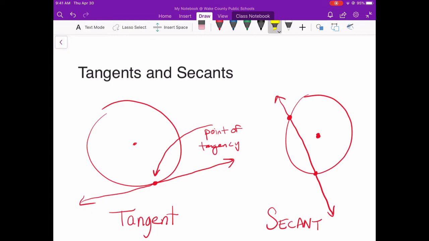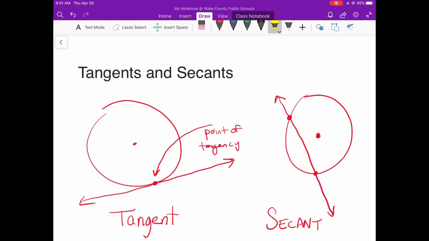Just a quick reminder on what a tangent and a secant is. A tangent is a line that touches a circle exactly once, at that point of tangency there. And a secant is a line that touches a circle twice. So it can go in and come back out. It has 2 points on the circle.